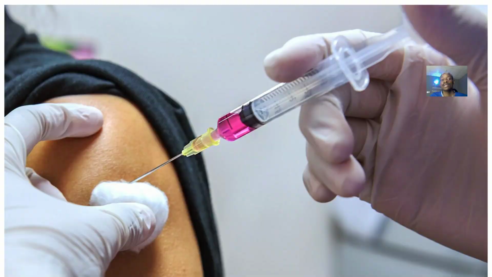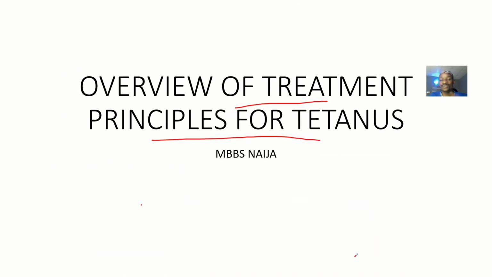So that's it about the treatment principles. That's basically the things you are looking forward to tackle if you are treating a patient that has tetanus. All right.